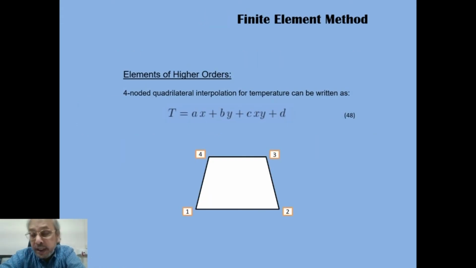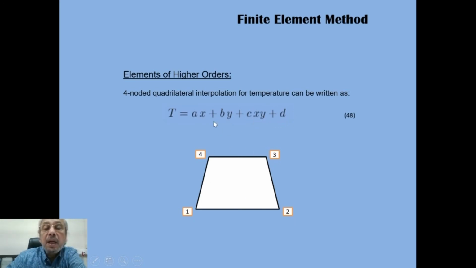Now, instead of a 3-noded element, we can have 4-noded quadrilaterals, where T can be expressed as Ax plus By plus Cxy plus D.